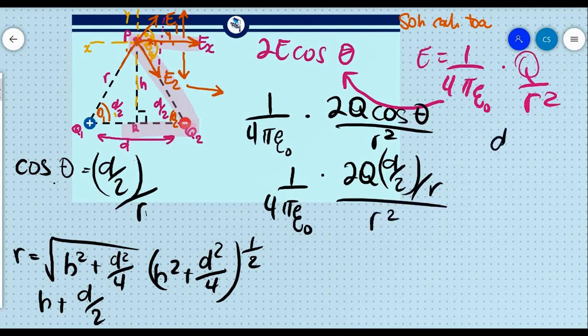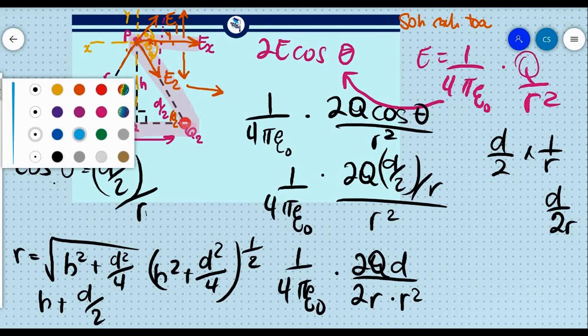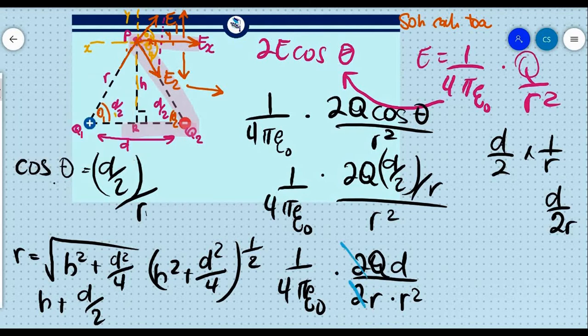Now, seeing that d over 2 over r is literally d over 2 times 1 over r, it's the same as d over 2r, so it's okay if we wrote the equation like this as well, times 2q d over 2r times r squared, okay? And we'll see where the 2 here cancels the 2 here, and we have r squared and r here.